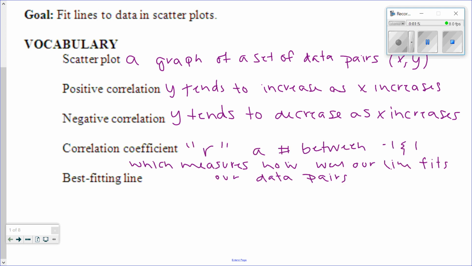And our last vocabulary term is the best fitting line, and often we can model this just by graphing and finding a line that's close to as many data points as possible. The best fitting line is the line that lies as close as possible to all of our data points.